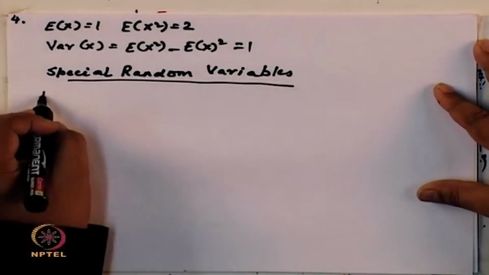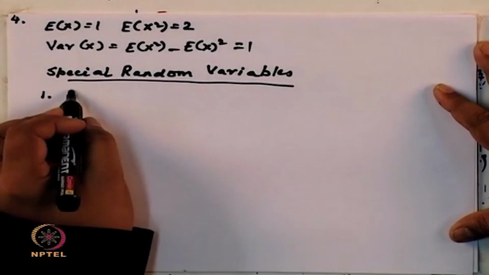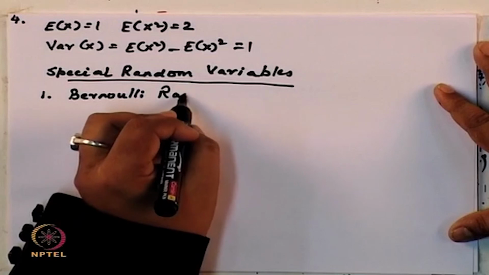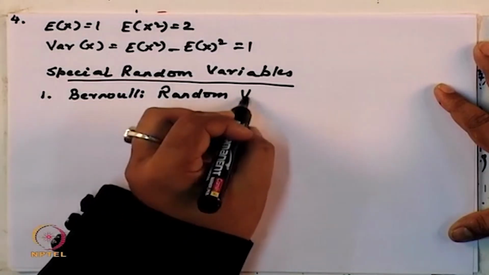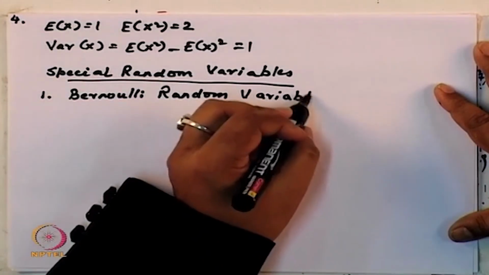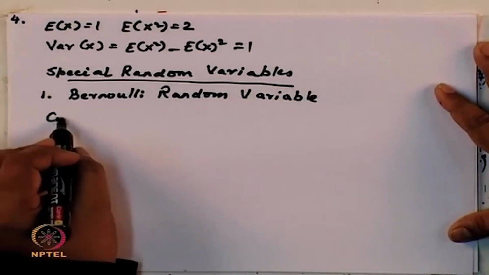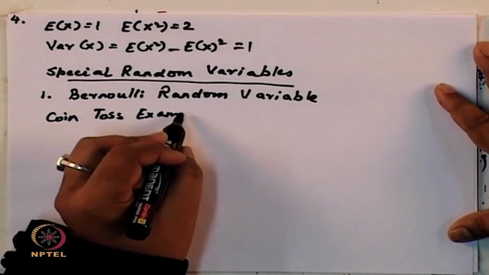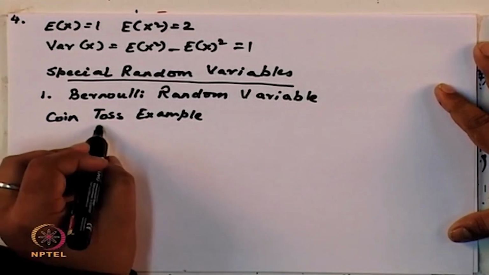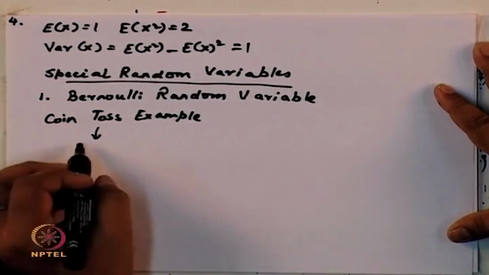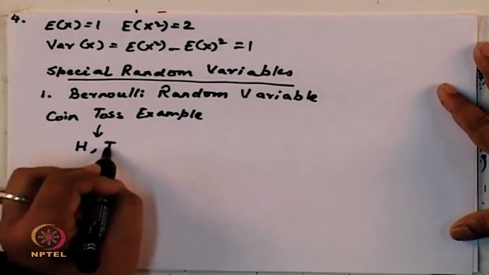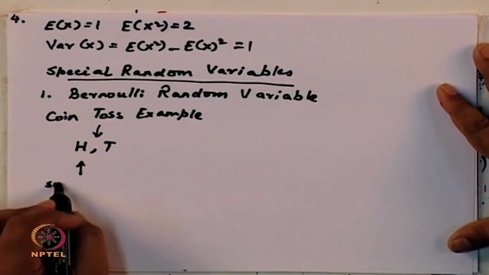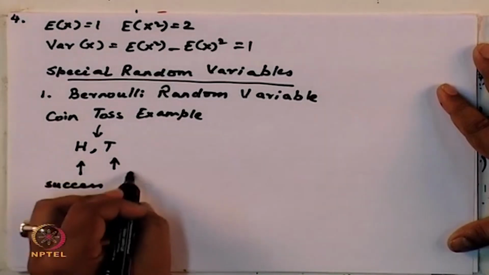Okay. So today we begin by discussing the Bernoulli trial. So let us take a coin toss example. Here your outcomes are either head or tail. You can call your head a success and tail a failure.